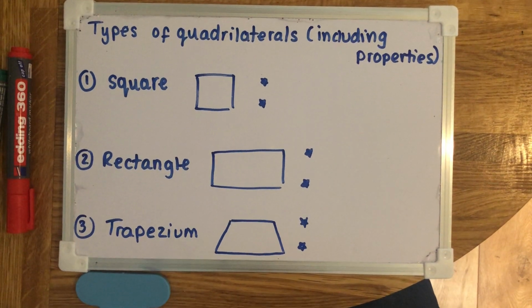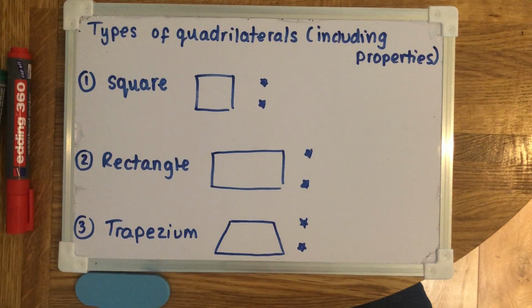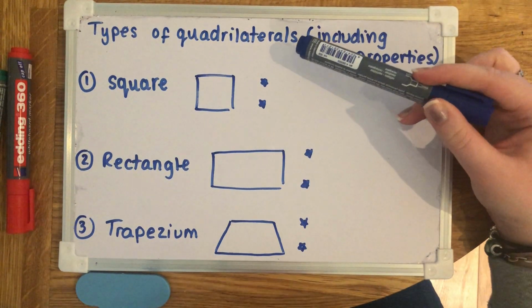Okay, so today we're going to be doing types of quadrilaterals. So this is sort of just a lot of writing down at the moment, and it's just making sure that you know the key properties of these particular shapes. So to start off with, you need to know what a quadrilateral is.